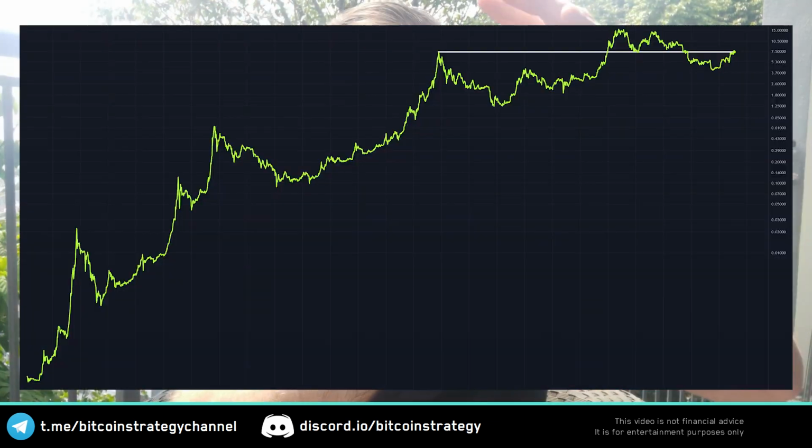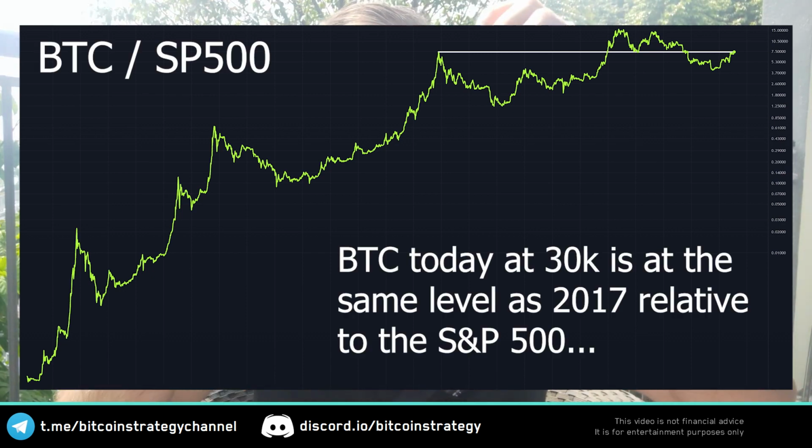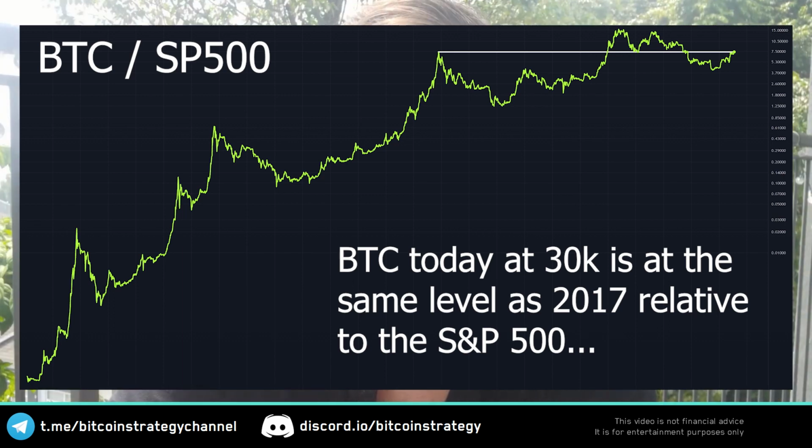Maybe adjust for another asset class. What about looking at Bitcoin relative to the Nasdaq or relative to the S&P 500? So look at the Bitcoin price and divide it by the points in the S&P 500. Then at least you have some kind of an adjustment. You don't just look at the US dollar value, you look at the value relative to something else that also goes up with inflation.